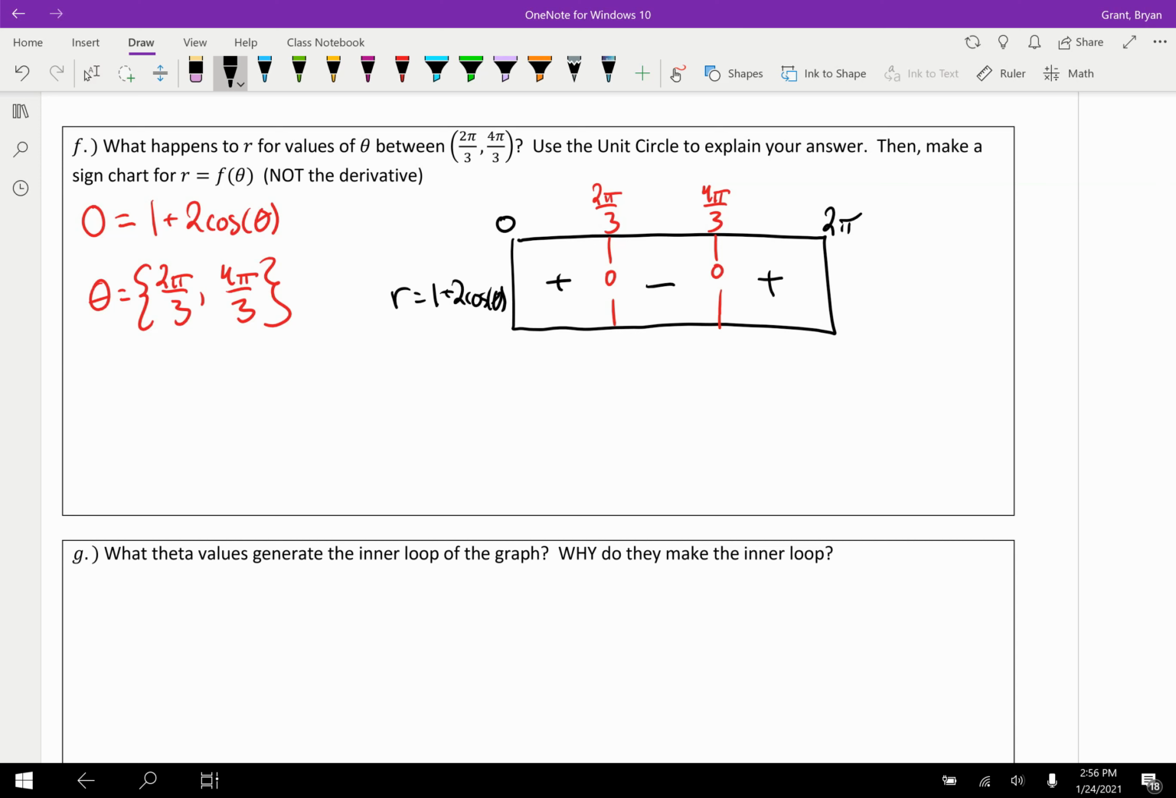Okay, so moving on to part G, and then maybe jumping back to F here. Part G says, what theta values generate the inner loop, and why do they make the inner loop? Well, the values that make the inner loop are, of course, the negative ones. I'll draw a little arrow up here. So the negative r values. Spelling negative apparently is tough. There we go. The negative r values.